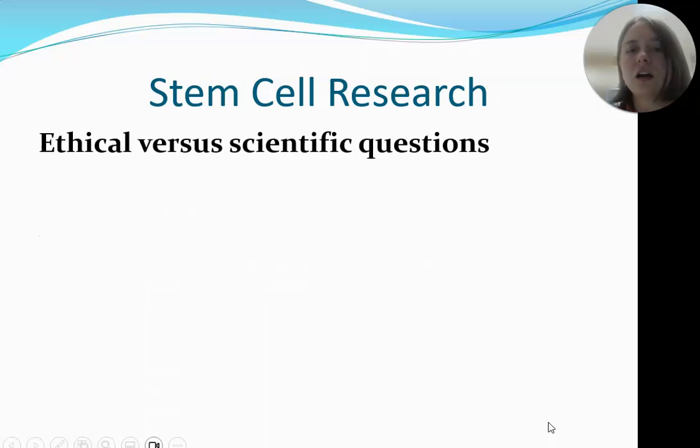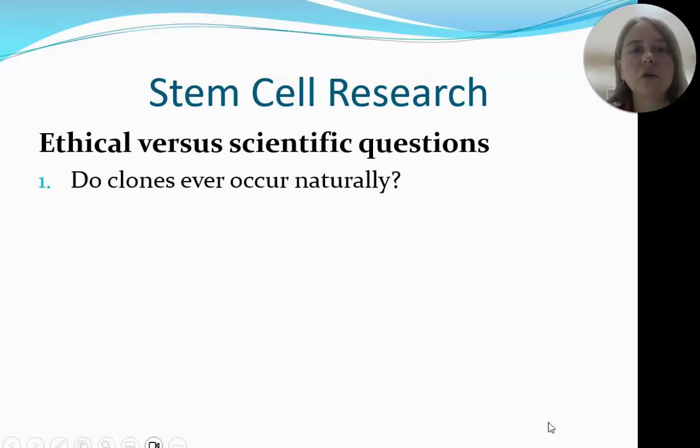Okay, so we're going to talk about the difference between an ethical and a scientific question. An ethical question is one that science can't answer. It's like a right or wrong question. A scientific question is something that we can figure out doing scientific research or scientific experiments. So what I want you to do is, you don't need to write this statement down. You just need to write down ethical or scientific. So number 1, ethical or scientific.